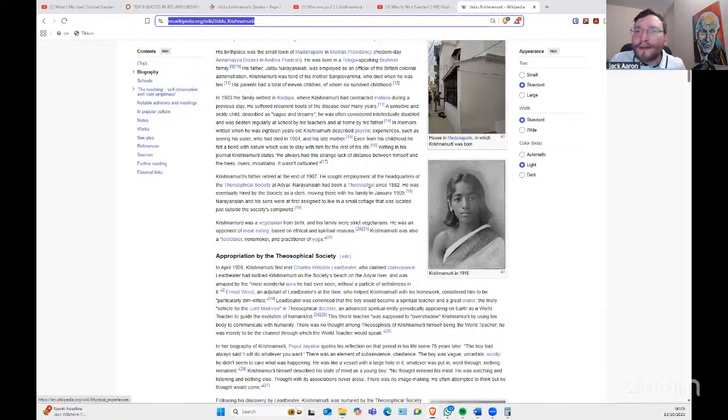His father retired. He sought employment at headquarters. He was a vegetarian from birth. His family was strict vegetarians. He was an opponent of meat eating. Ethical, spiritual reasons, also a teetotaler, non-smoker, practitioner of yoga. Okay.